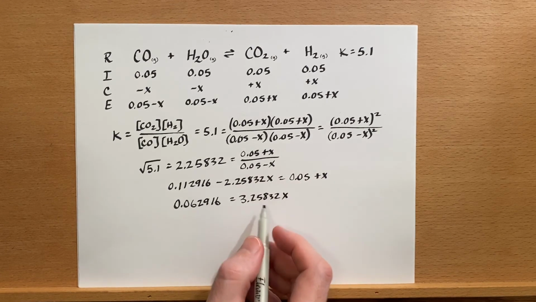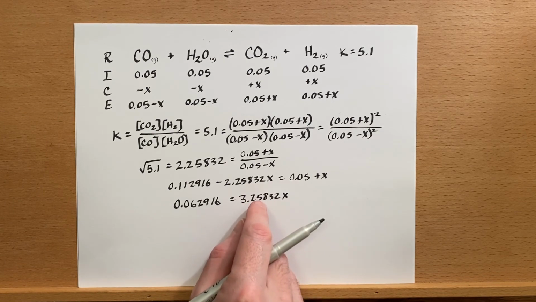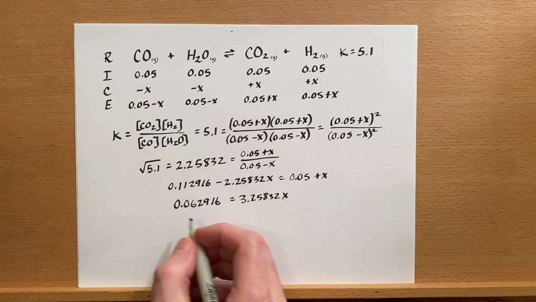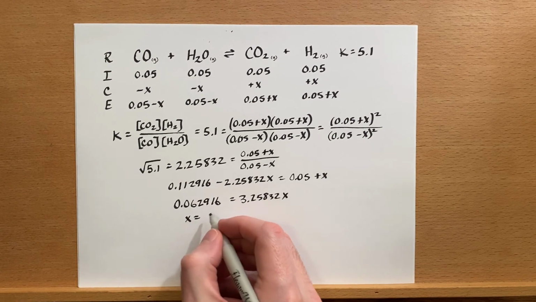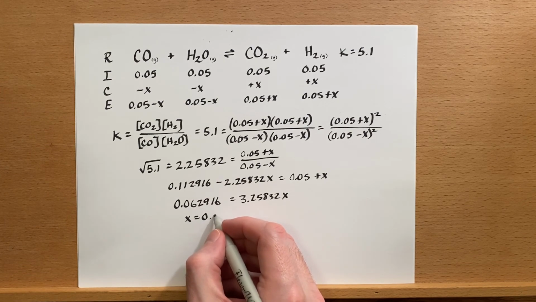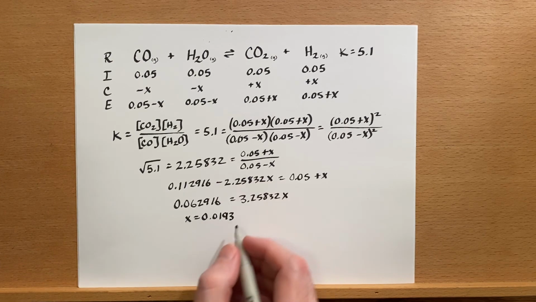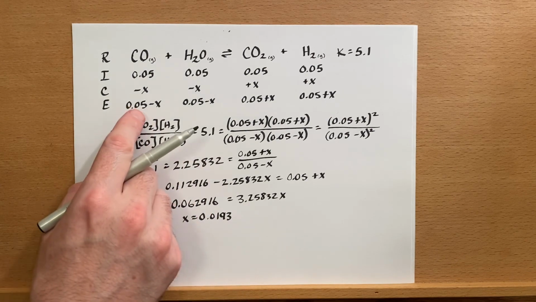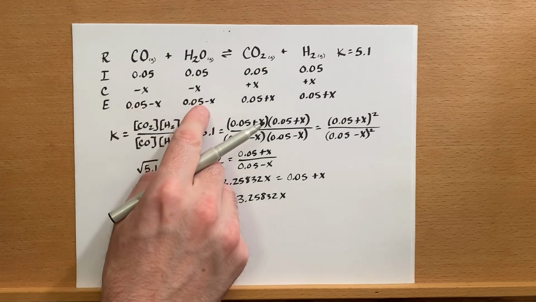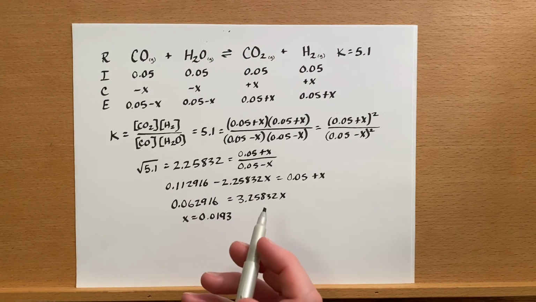3.25832x. And then I will just divide both sides by 3.258 to get what x equals. So x equals 0.0193. So now that I know what x is, I can plug that back into each of these equilibrium expressions and determine what they actually equal.